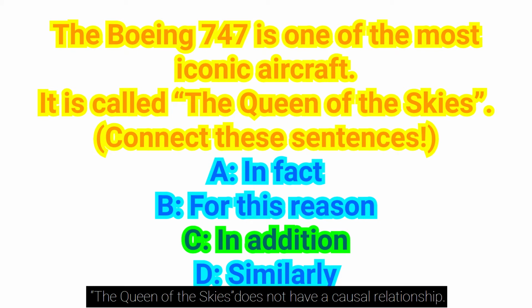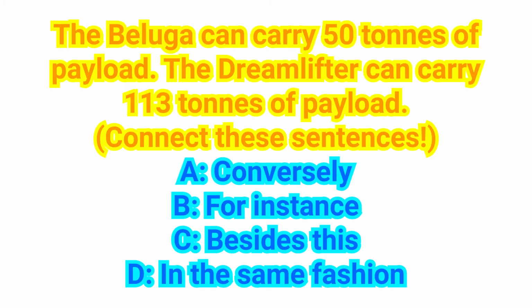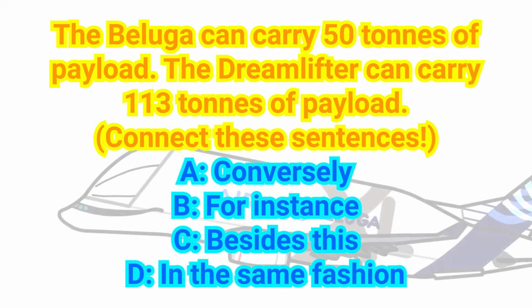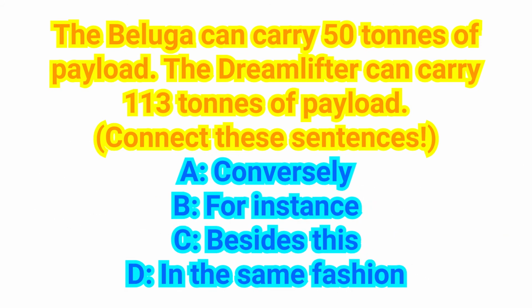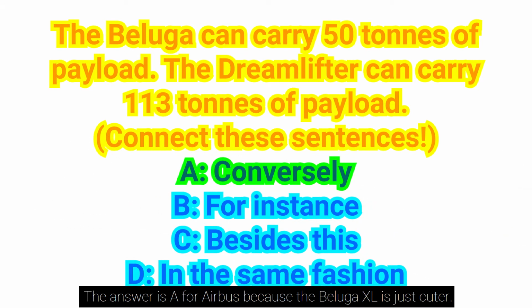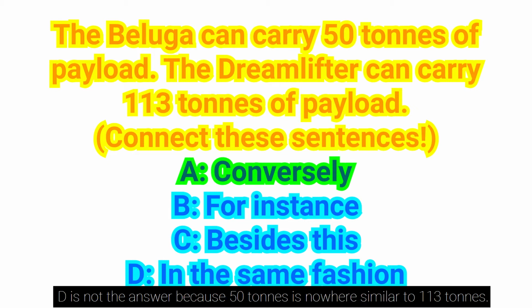Sentence 2. The Airbus Beluga can carry 50 tons of payload. The Boeing Dreamlifter can carry 113 tons of payload. Now choose the correct connective to connect these two sentences. The answer is A for Airbus because the Beluga XL is just cuter. D is not the answer because 50 tons is nowhere similar to 113 tons.